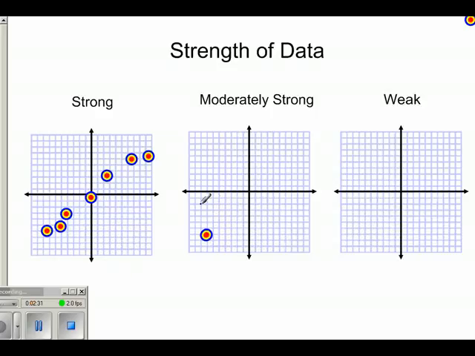Moderately strong would again be, you know what, my data is spread out here, but in general it's like a line. It's moderately strong. Weak would be things that are just all over the place. Maybe the data looks like it's going up in general, but it's spread out a lot. It's really hard to tell.